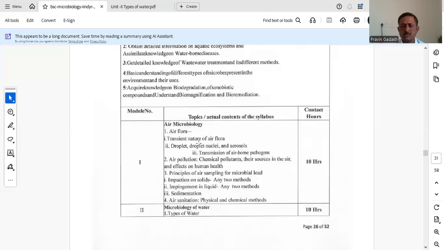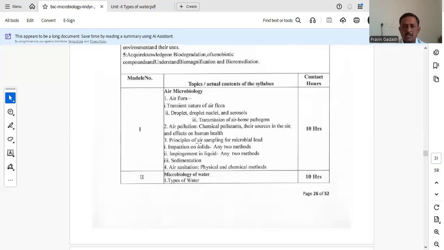Here we will discuss different methods, such as the solid impaction method, that can be used to determine the air quality. Again, we have to discuss the liquid impingement method, which can be used to determine the air quality. Another one is the sedimentation method, and all these methods are used for air sampling and to determine the quality of the air. Also, we have to discuss air sanitation, and in this, the chemical and physical methods of air sanitation.